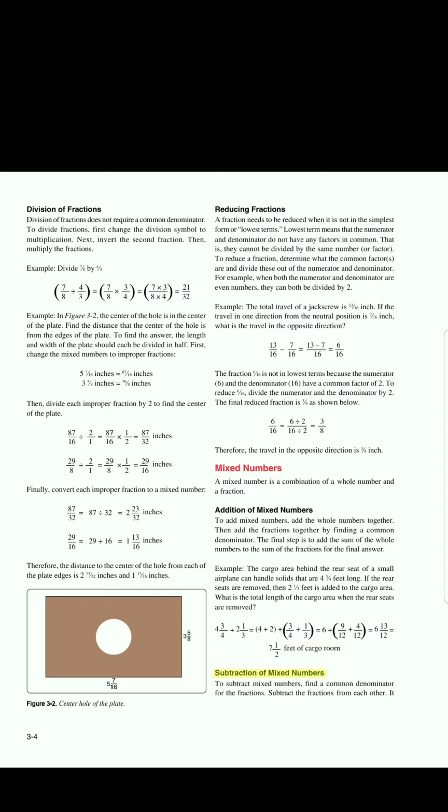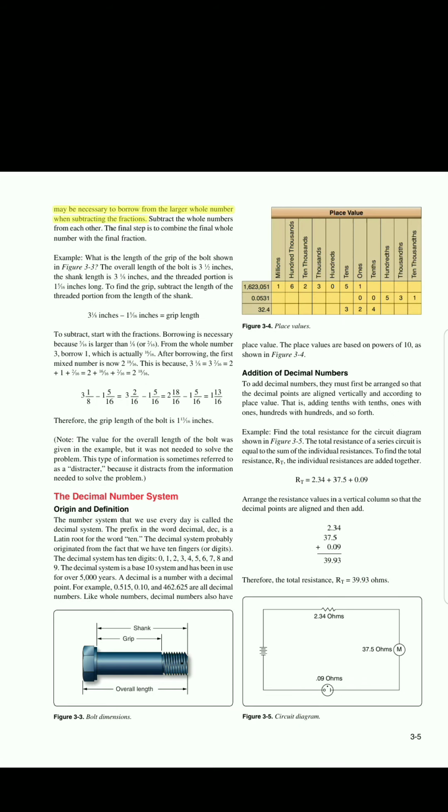Subtraction of mixed numbers. To subtract mixed numbers, find a common denominator for the fractions. Subtract the fractions from each other. It may be necessary to borrow from the larger whole number when subtracting the fractions. Subtract the whole numbers from each other. The final step is to combine the final whole number with the final fraction.